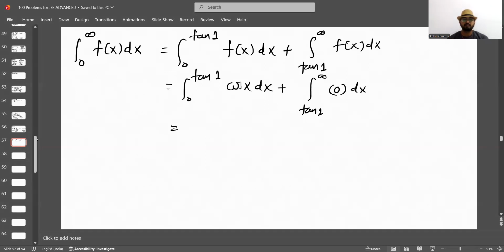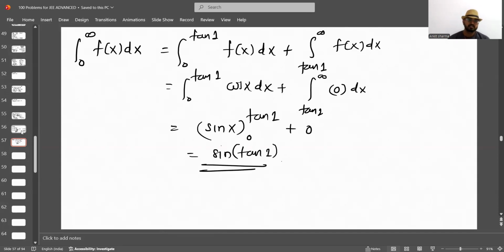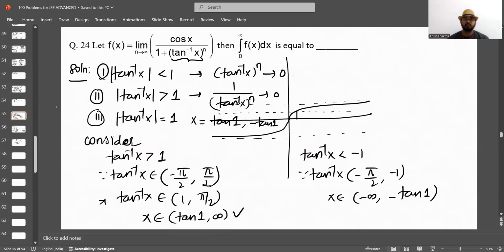Now this turns out to be simply cos integration, which is sine x. And then this is from 0 to tan 1. And this guy would be gone. So we get sine of tan 1 minus sine of 0 is gone. So the answer would be simply sine of tan 1. So this is going to be sine of tan 1. Let's go for the next one.